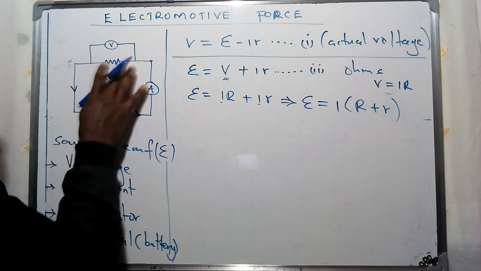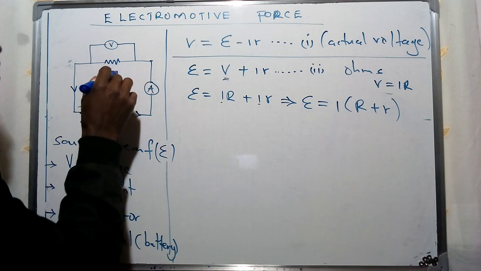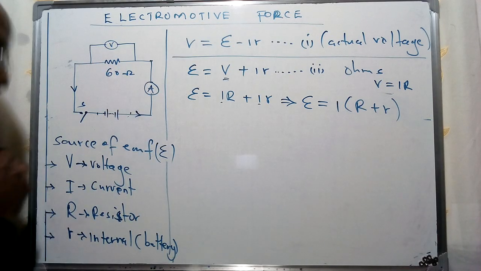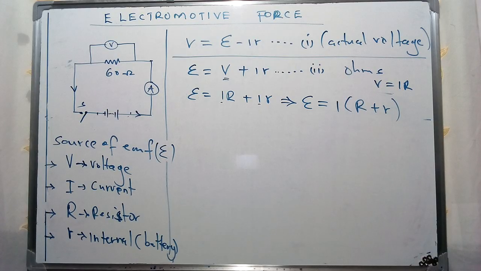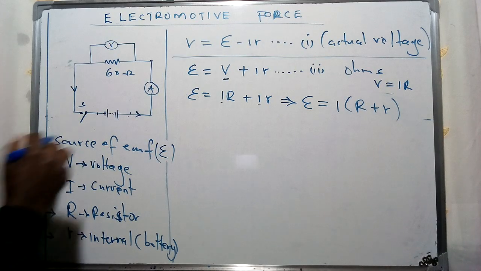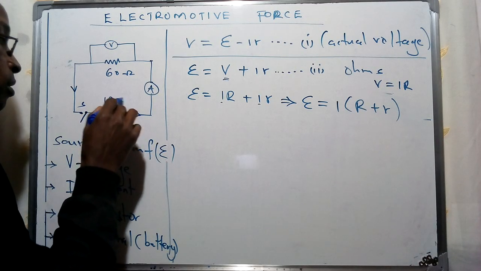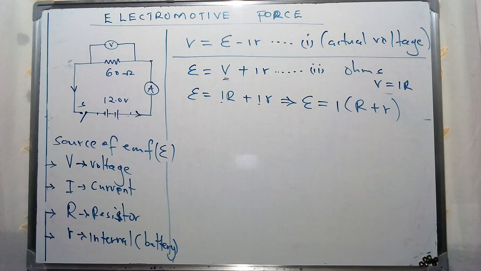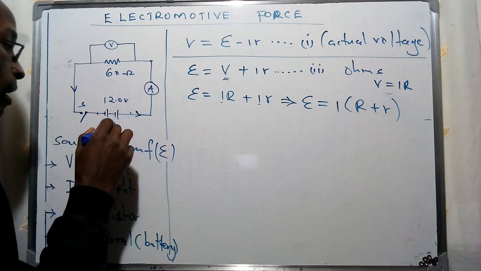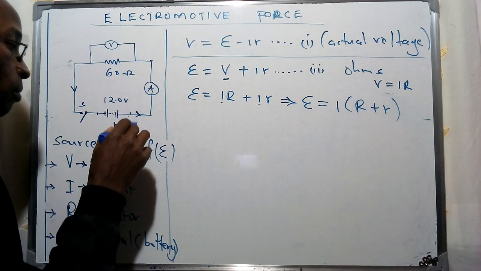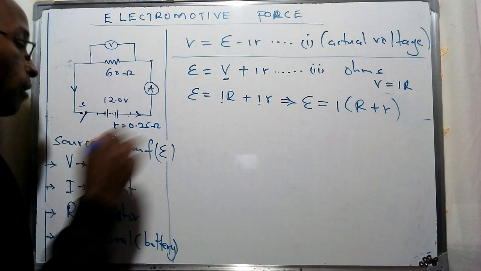So we're going to have this one given in terms of a resistance of 60 ohms connected to the terminal of a battery whose electromotive force is 12.0 volts and whose internal resistance is 0.25 ohms. So we're going to have small r given as 0.25 ohms.